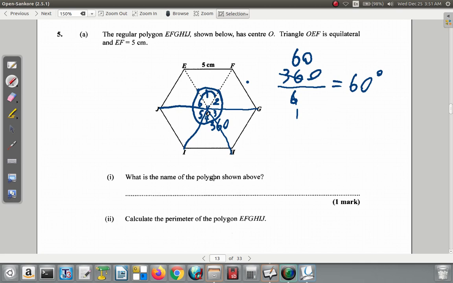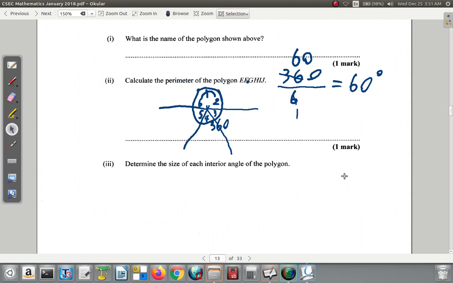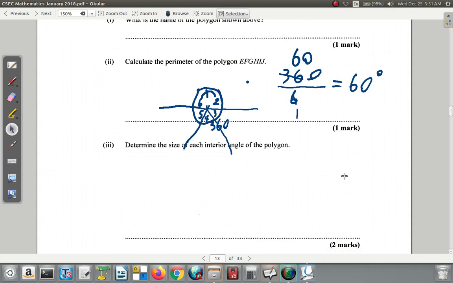So here the size of each angle in this polygon is 60 degrees. That's the size of each interior angle. So the size of each interior angle is, and you would do the working here and write down the answer, 60 degrees for part 3.